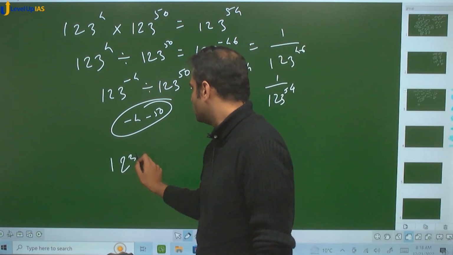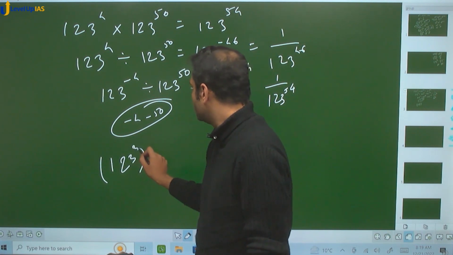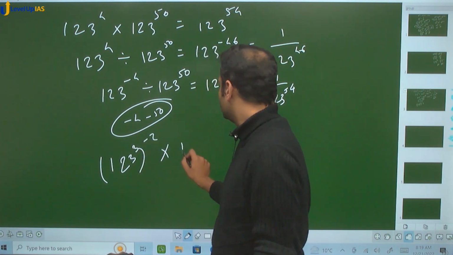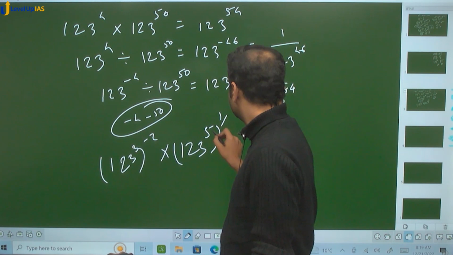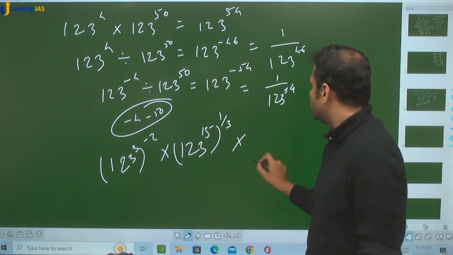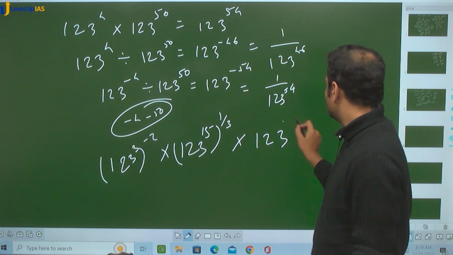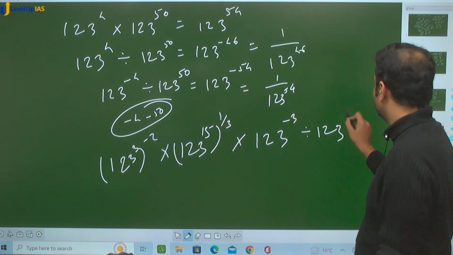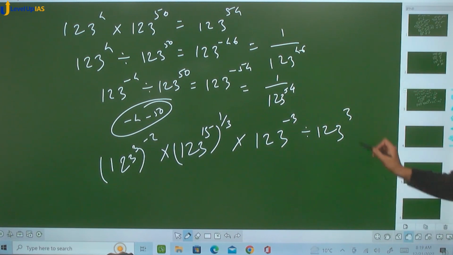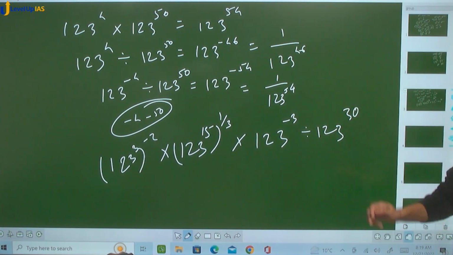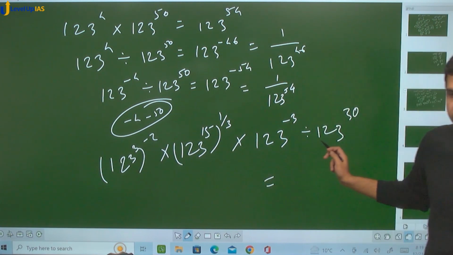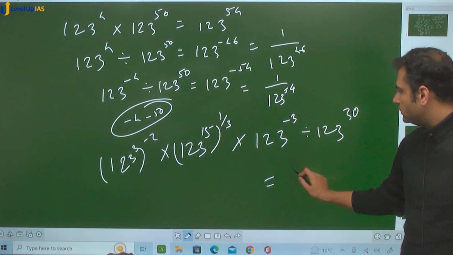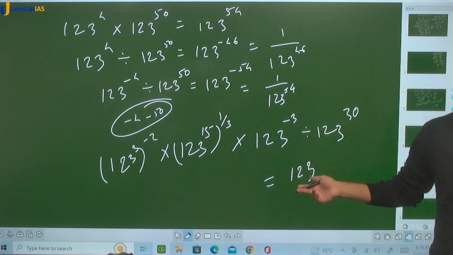One more. 123 cube raised to minus 2 into 123 raised to 5 raised to 1 by 15, raised to 1 by 3, into 123 raised to minus 3 divided by 123 raised to 30. What will be this? Base is same. Base is everywhere 123. So that is not a problem. So in the answer as well, we'll have base 123.